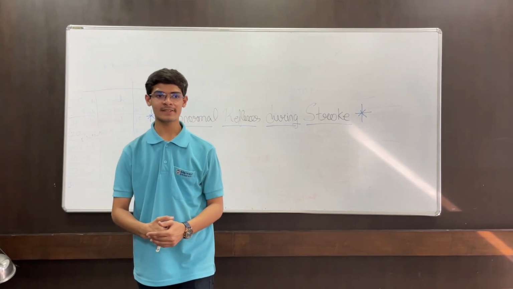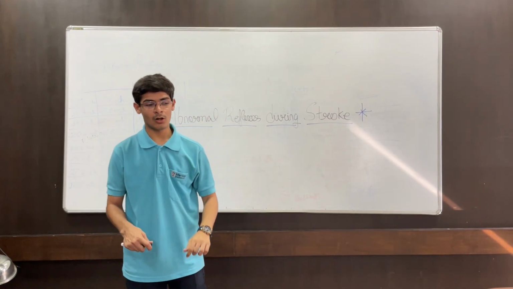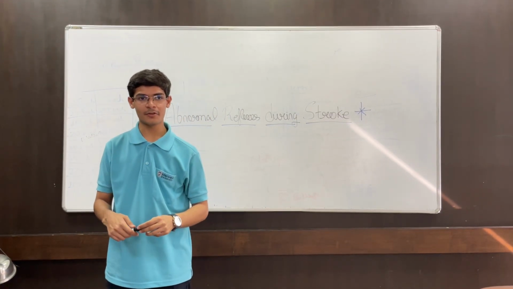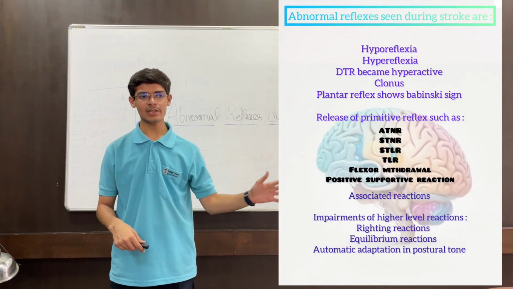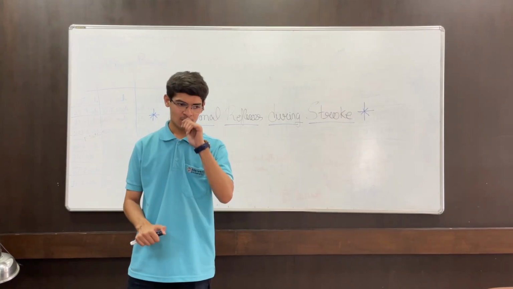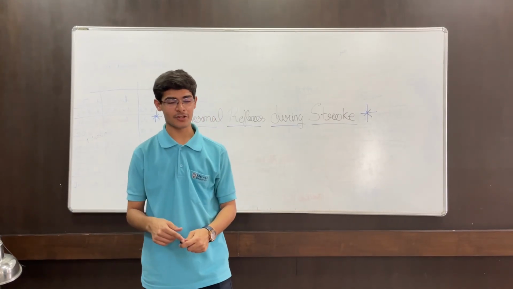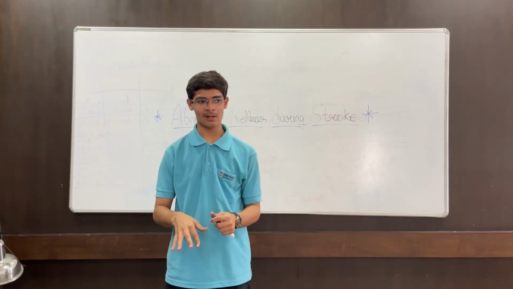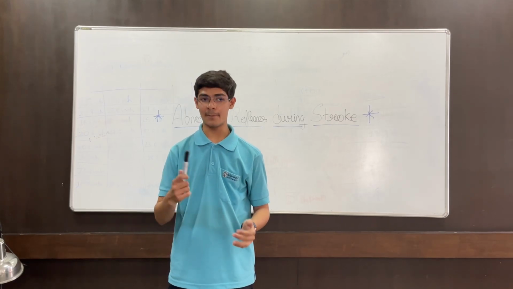So now we are going to discuss the abnormal reflexes which are present during stroke. All the abnormal reflexes which are present during stroke are listed over here. So now let's discuss each one of them one after another. Let's first start with the flaccidity. When there is flaccidity present in the patient, all the reflexes are mostly suppressed or absent. That will be termed as hyporeflexia.